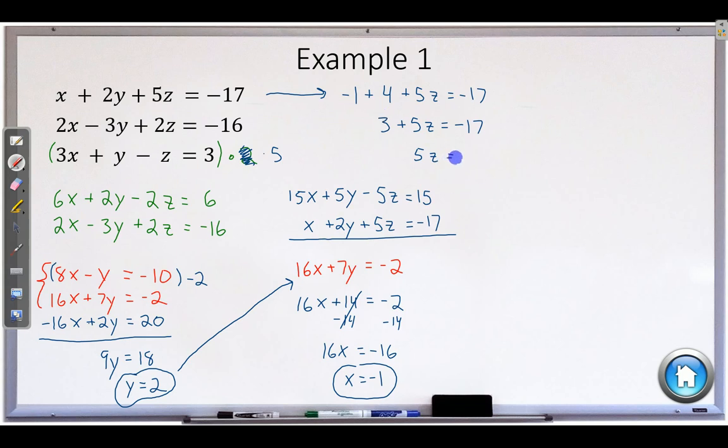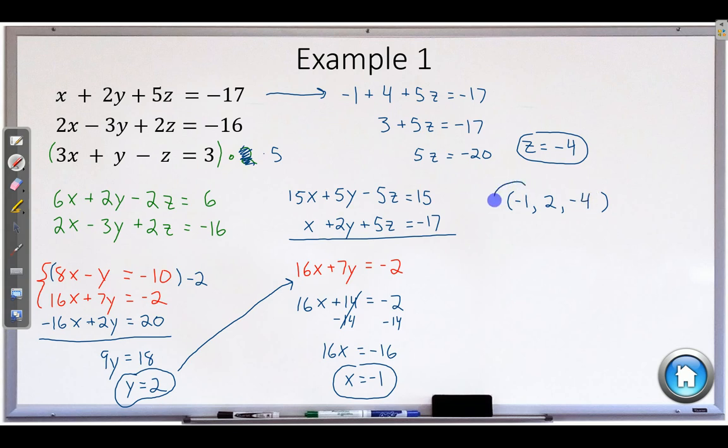And then on the other side, we get -20. Divide both sides by 5, and z is equal to -4. So we have 3 answers, the x, the y, and the z. We should probably put that in the form of a point. So the x goes first, -1. The y goes second, 2. And then z is -4.